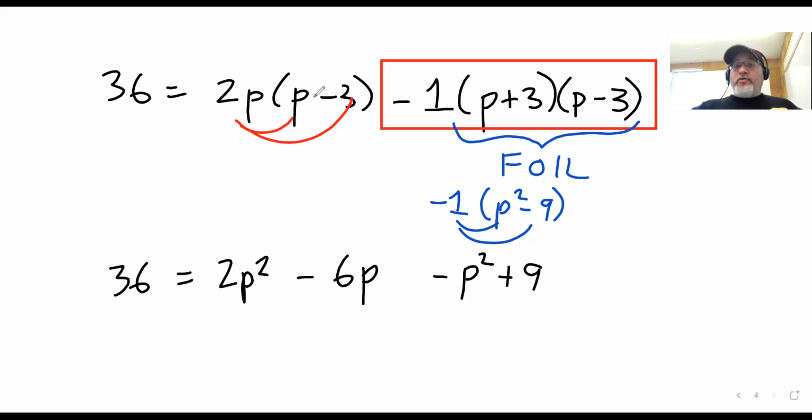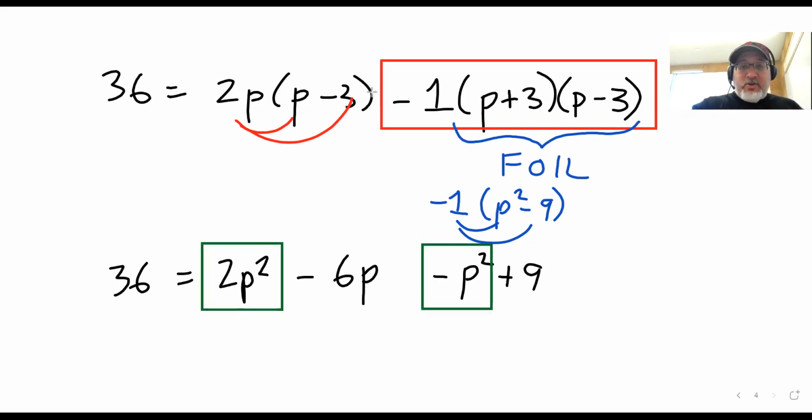And notice that we have a quadratic equation. So we're probably going to want to get it equal to 0. But first, notice that there are like terms on the right side. There is a 2p squared and there is a minus p squared. So I am going to combine those, but let's multitask. It's not a bad idea to learn to multitask. Sometimes you can knock out 2 moves in one line.